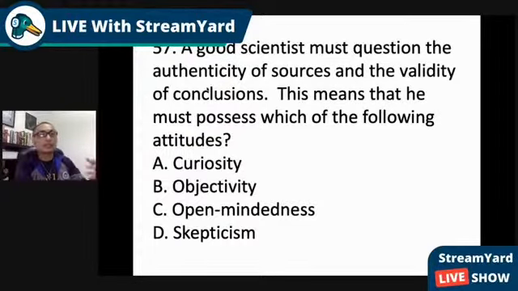He questions the authenticity of sources and the validity of conclusions always. Not just a good scientist, a good person must do this, no? Hindi yung vulnerable always sa fake news. We question the authenticity of sources. That's why we study science. This is what it asks us to do as a good science student, no, or science teacher.